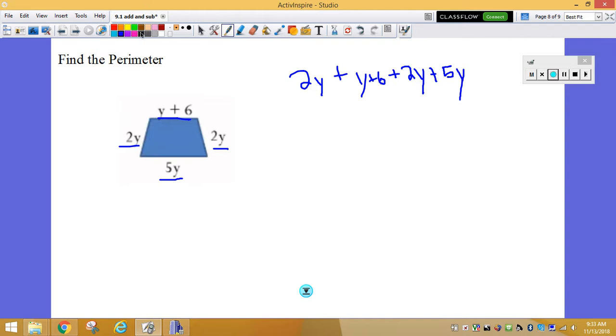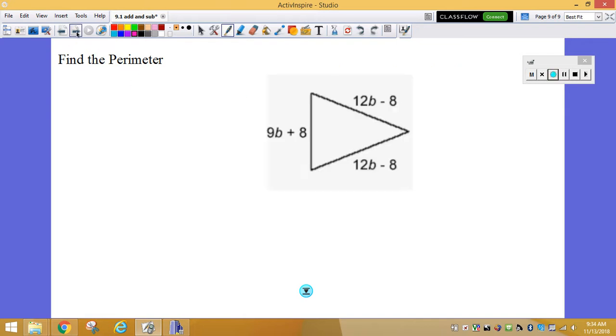Now, this is combining like terms. I'm going to put a 1 in front of this y, and I can add up all of my y's. So 2 plus 1 plus 2 plus 5 is 8. Nope. What am I saying? It's 10y. So I use this, I use this, I use this, I use this. I added them all up. And then I still have a plus 6. So the perimeter of this is 10y plus 6. Let's do one more.